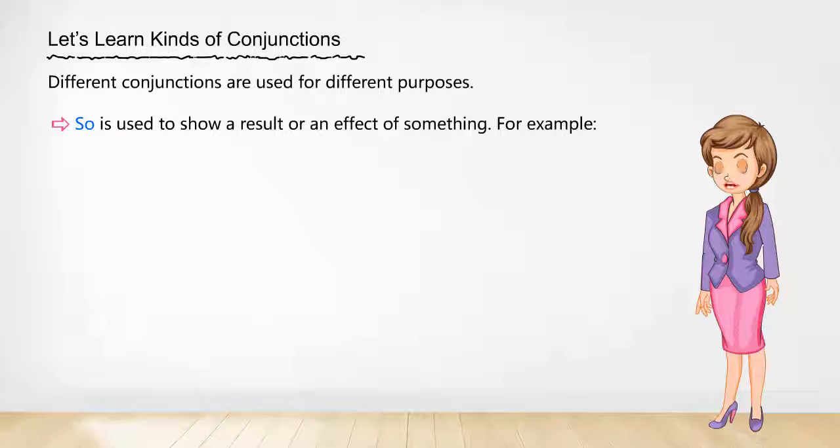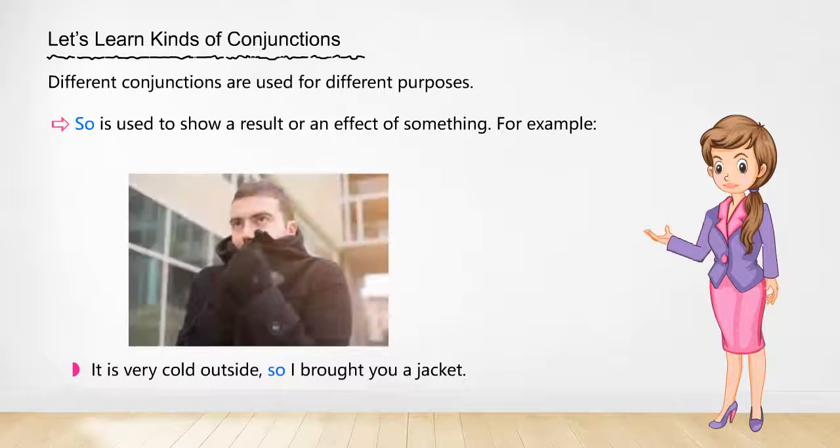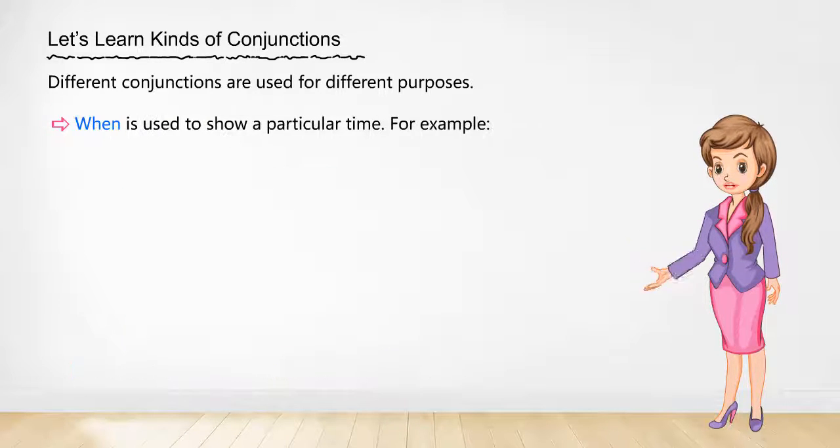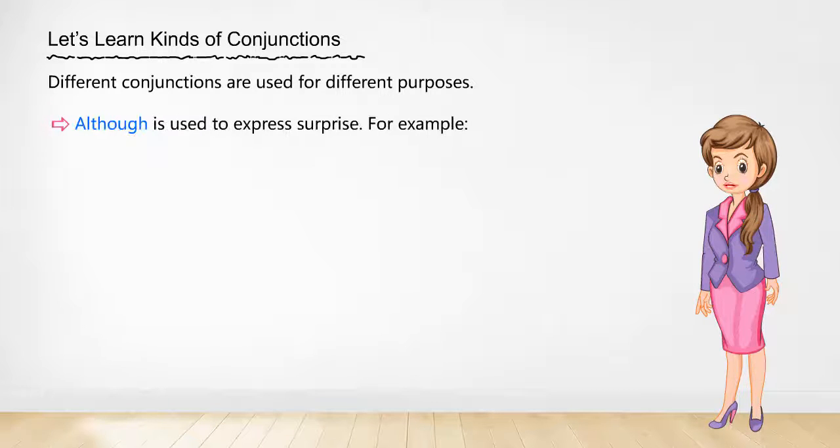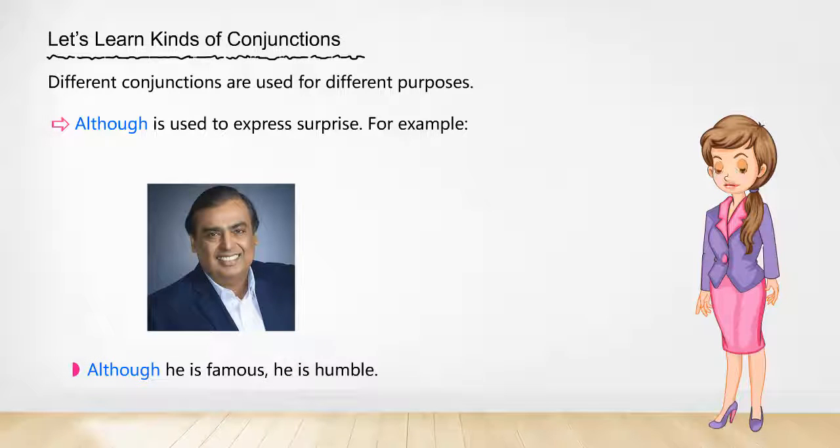So is used to show a result or an effect of something. For example, it is very cold outside, so I brought you a jacket. When is used to show a particular time. For example, when you are in London, write an email to me. Although is used to express surprise. For example, although he is famous, he is humble.